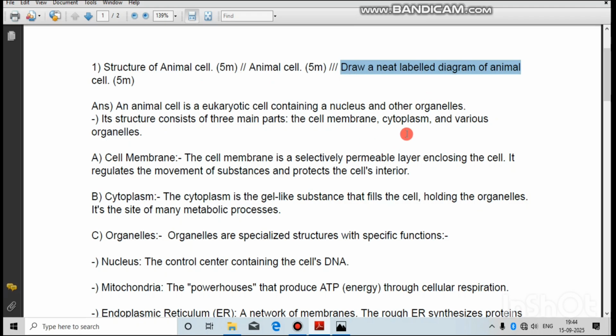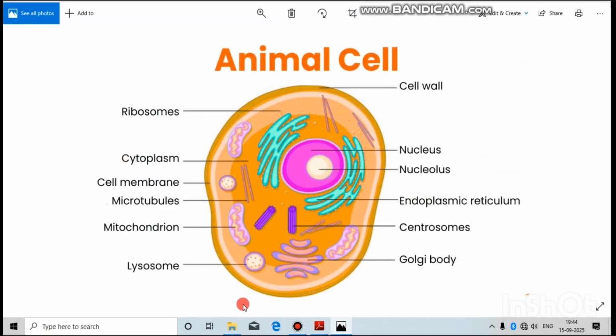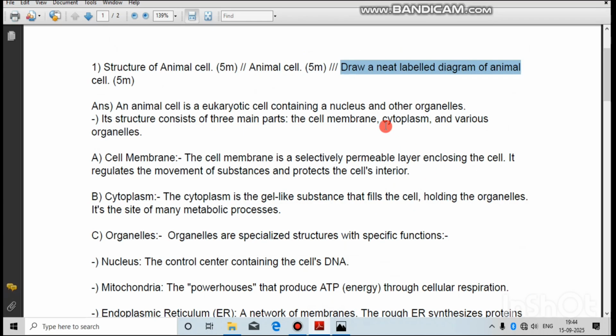Before you start writing the answer, first you need to draw a neat labeled diagram of the animal cell, guys. Remember one thing, diagrams have to be drawn using a black pen only. Please do not draw the diagrams using pencil or blue ink or some color pencil, guys. Only a black pen should be used to draw the diagrams. After you draw the diagram of the animal cell, then start writing the answer.